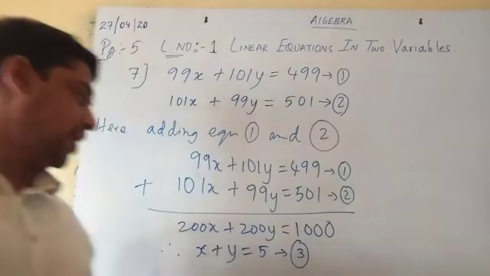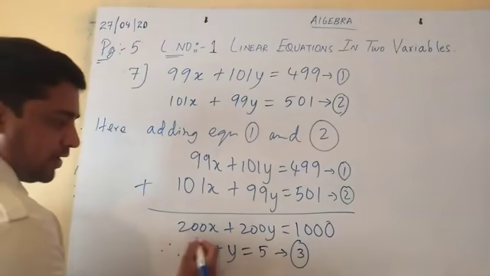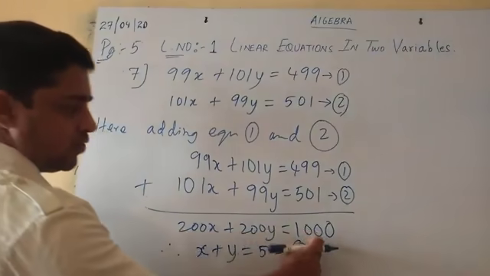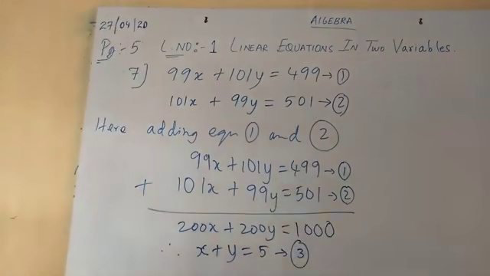Once I added, I'm getting x plus y is equal to 5. Why? I divided it by 200. 200 ones are 200, 5. So x plus y is equal to 5. This is your equation 3.